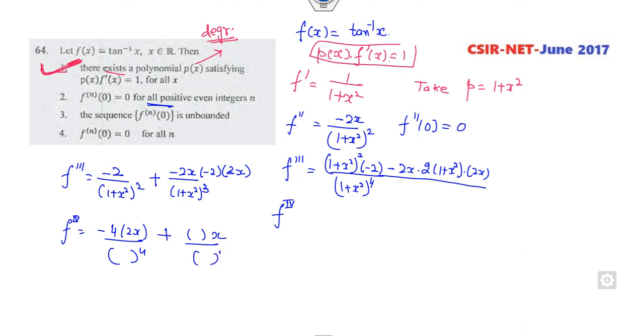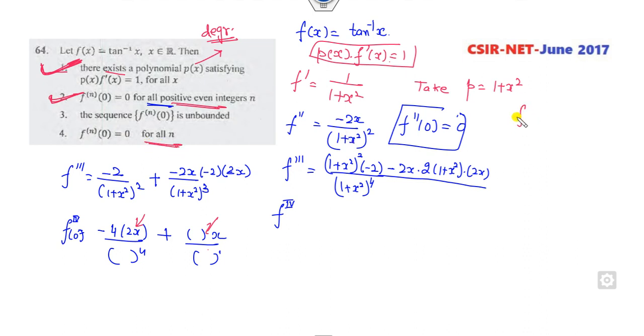So it clearly says that the second derivative is 0. If you take the fourth derivative at the point 0, what will happen? This part will be 0, this part will be 0. So it exists for all the even numbers. That's the correct statement: f^(n)(0) is 0 for all even n.